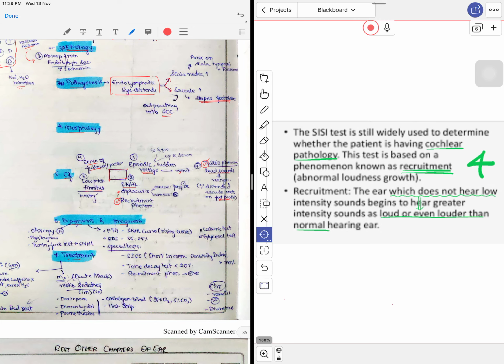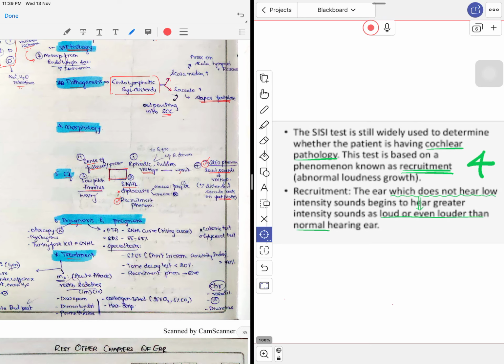Okay, and let's talk about the recruitment phenomenon. Recruitment phenomenon means that the ear which does not hear low intensity sounds begins to hear greater intensity sounds as loud or even louder than the normal hearing ear. That is what is called the recruitment phenomenon.